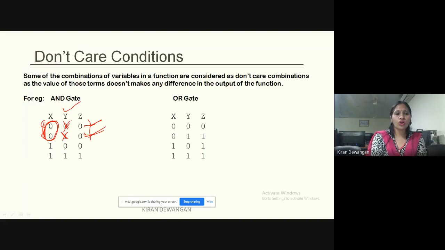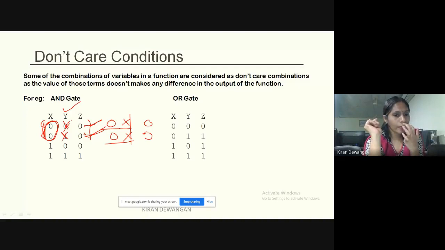So that is what is a don't care combination. So we write it as 0x, 0x. So these two are 0 and x. The output will be 0. Clear? So that is how this combination 0, 0 and 0, 1 combination is just a don't care combination.